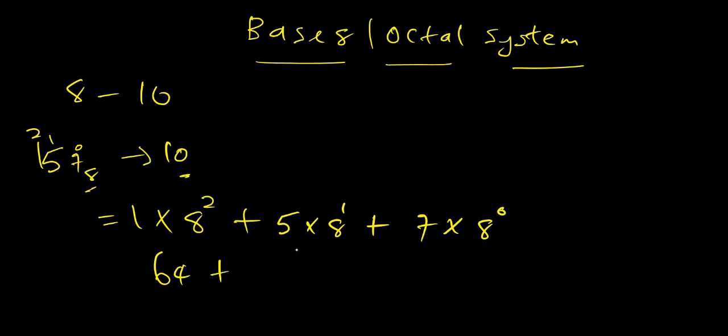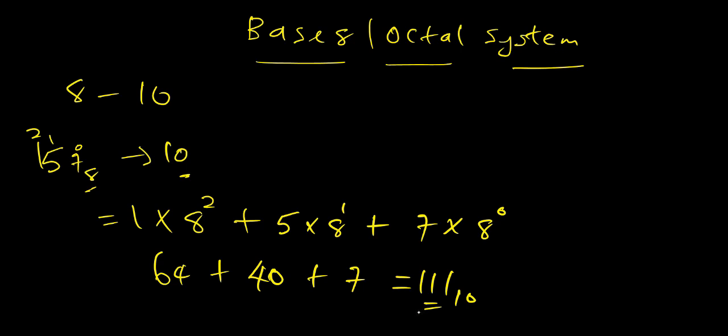Plus 5 times 8 to the power of 1. 8 to the power of 1 is 8. So we have 5 times 8, which is 40. So this will be 40 plus 7 times 8 to the power of 0. Remember, any number raised to the power of 0 is equal to 1. So we have 7 times 1, which is plus 7. If we go ahead and total it, we have 64 plus 47, which is 111 in base 10. So this will be the equivalent in base 10. So 157 in base 8 is 111 in base 10. That's it for converting from base 8 to base 10.